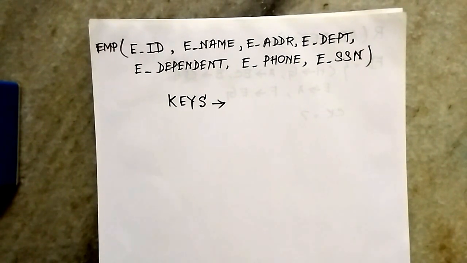In this video, we will discuss keys in DBMS. So what are actually keys? Keys are actually a set of attributes. Basically, it is a set of attributes or a single attribute.